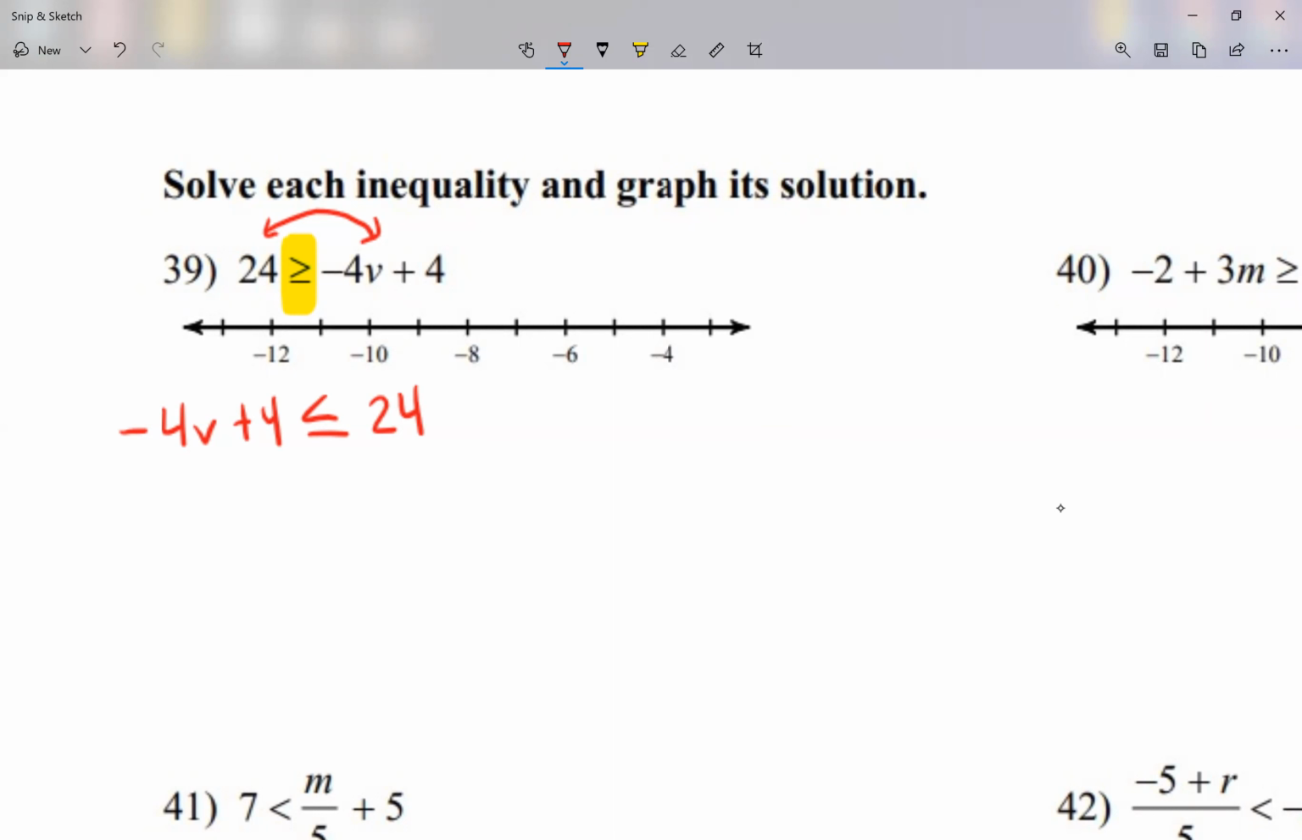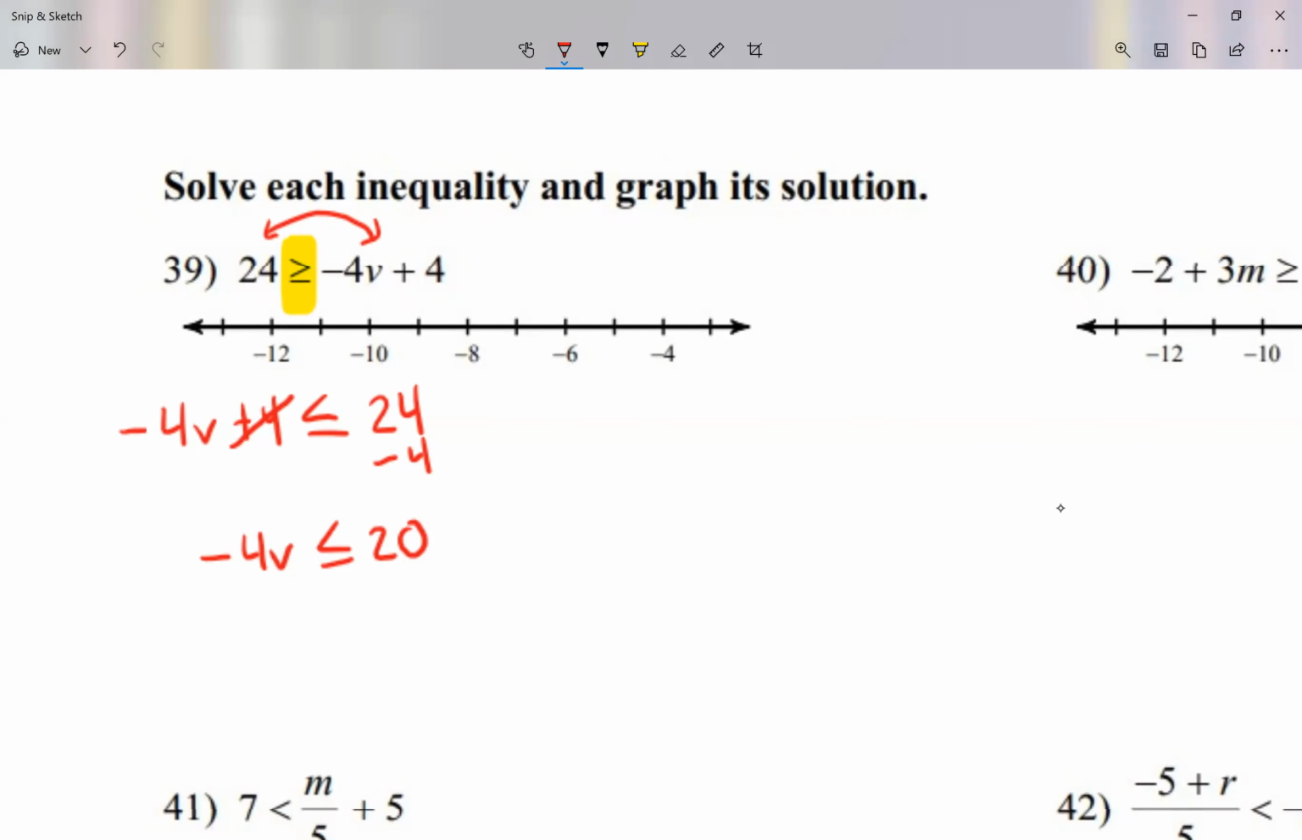Okay, my term with the letter has to be by itself. So my plus 4, this thing that doesn't have a variable, let me move it to the other side as a minus 4. So I have that negative 4v is less than or equal to 20. 24 minus 4 gives me the 20.